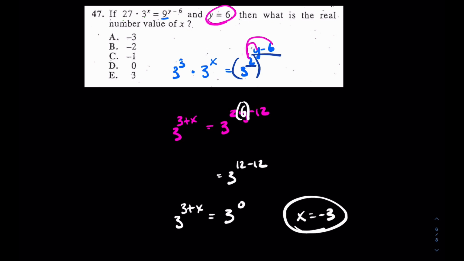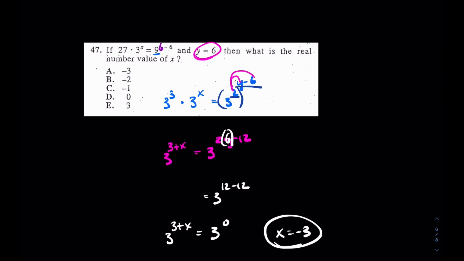But if you didn't know all that, if you wanted to just do it more simply, you could have just tried the answer choices for this one. Really, when you plug 6 in, you have 9 to the 6 minus 6, that's 9 to the 0, which is just 1, equals 27 times 3 to the x. Well, you could try answer choices, really. You could try negative 1, you could try negative 2, you could try 0, you could try 3, but the answer choice that will actually work is negative 3.